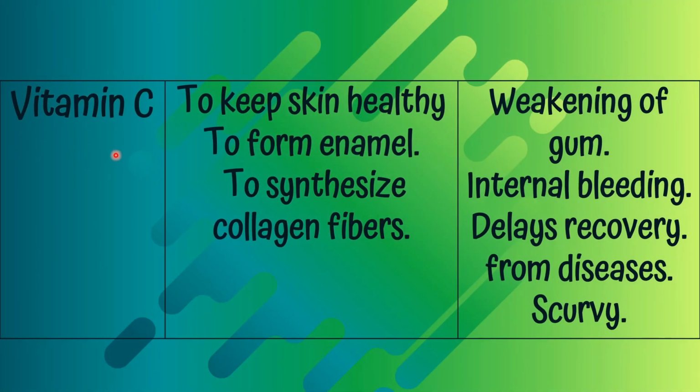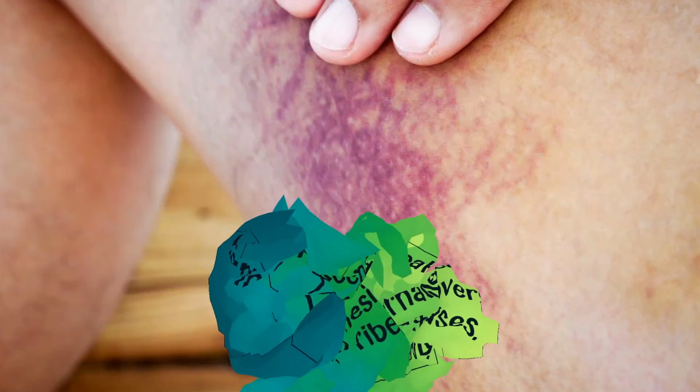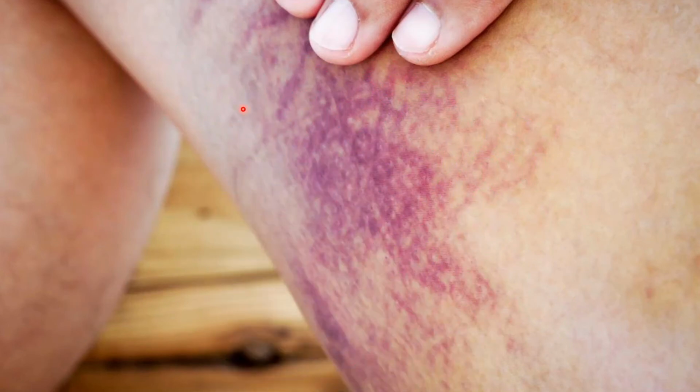Okay, then vitamin C. The functions are to keep skin healthy, to form enamel, and to synthesize collagen fibers. And deficiency symptoms are weakening of gums, internal bleeding, delayed recovery from diseases, and scurvy. This is a situation of internal bleeding.